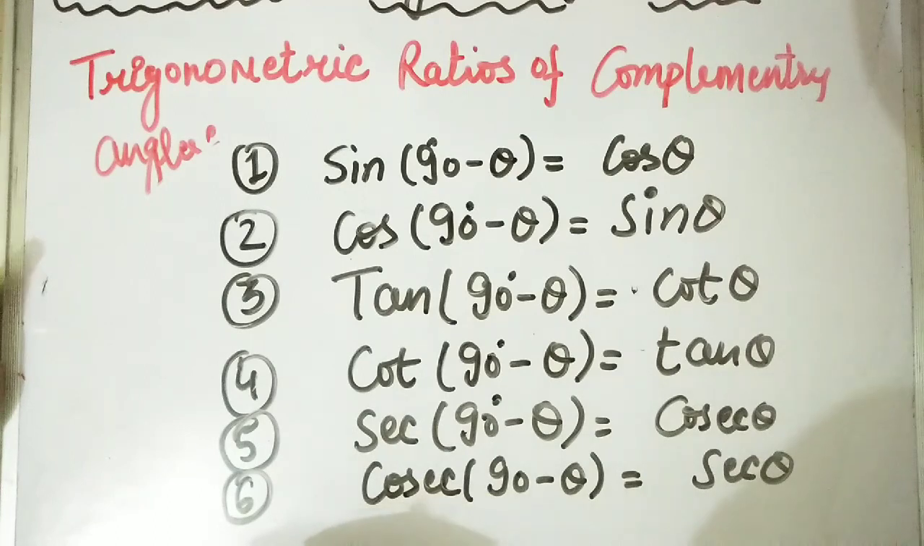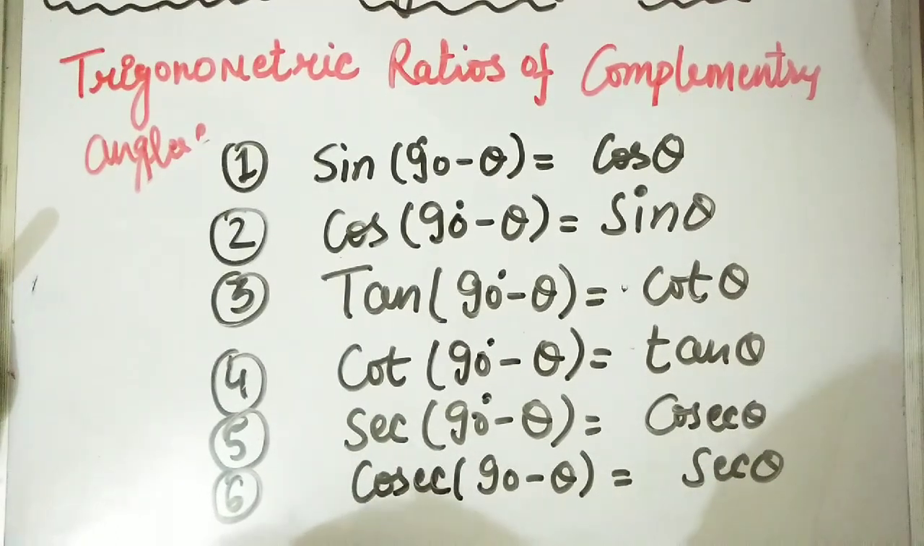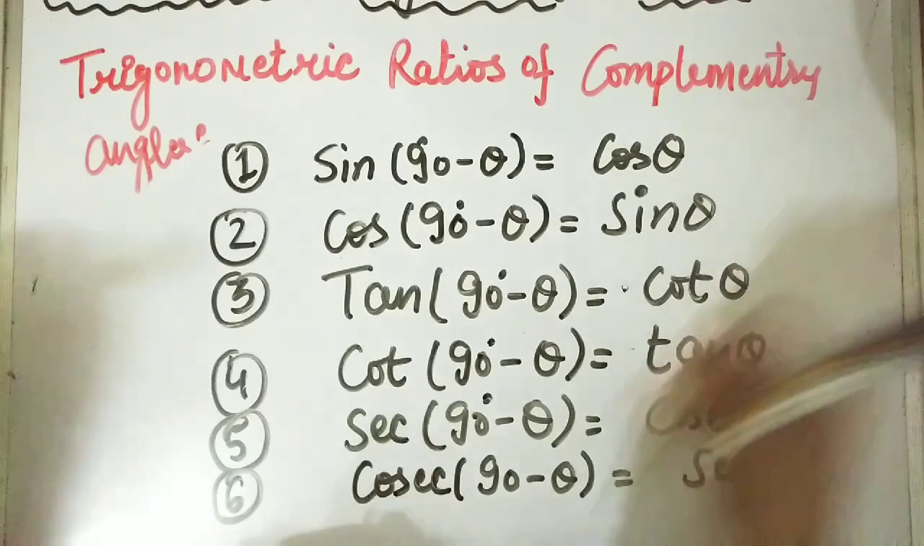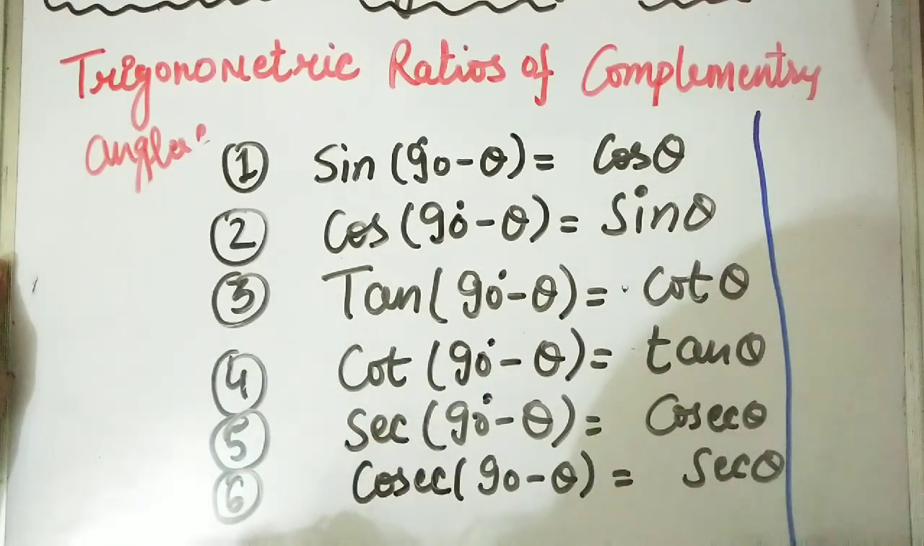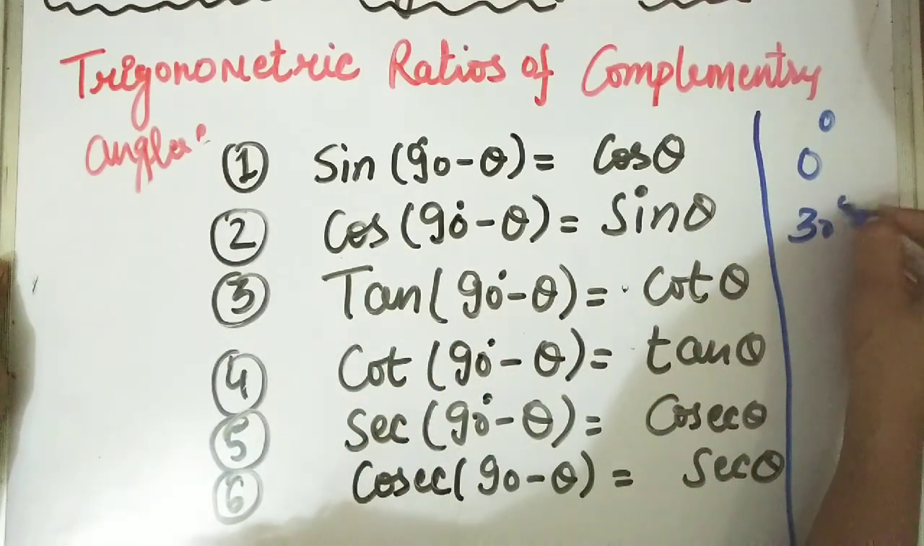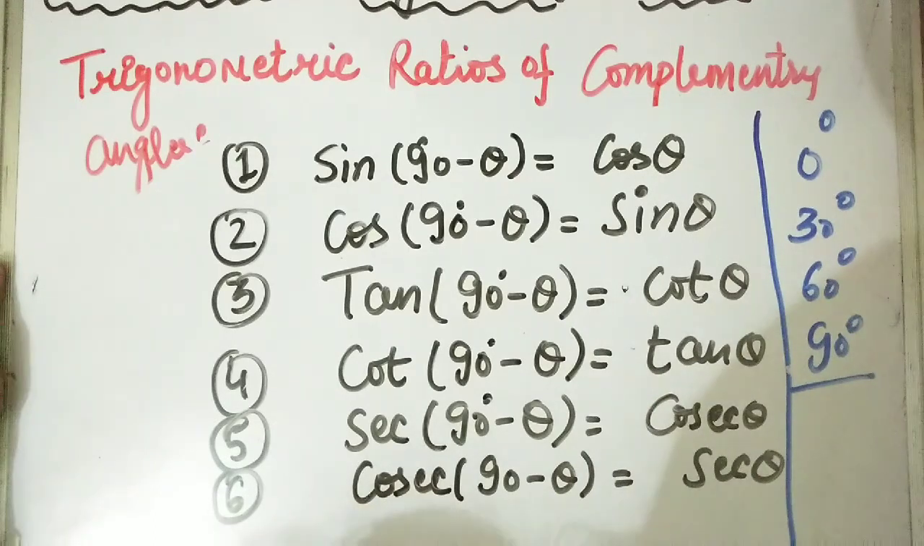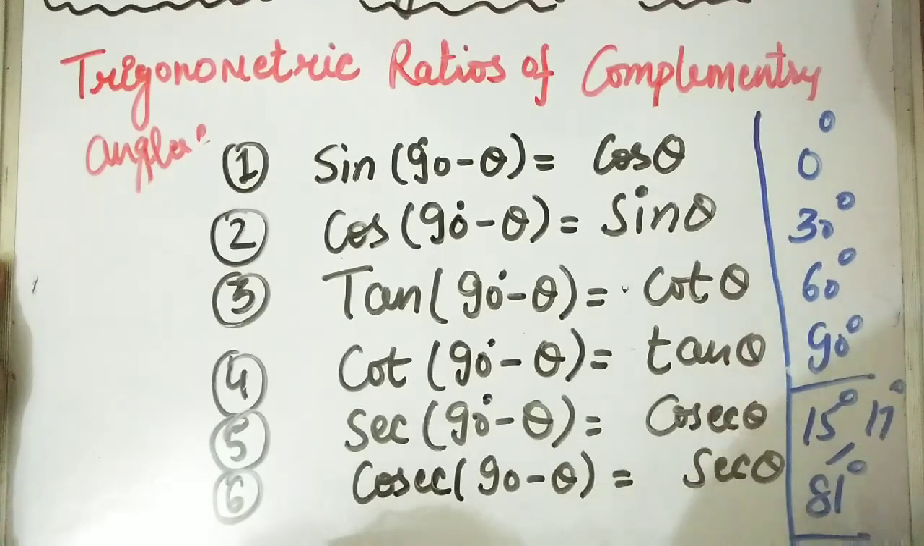All these 6 results you have to learn. These are very useful for your exercise 8.3, right? Without the results you are not able to do the questions. And one thing I want to tell you is why we are doing these results: because we know only these angles, 30 degree, 60 degree, 45 degree, 90 degree, right? If I give you one angle like 15 degree, 17 degree, 81 degree, what will you do? This is the question mark here.